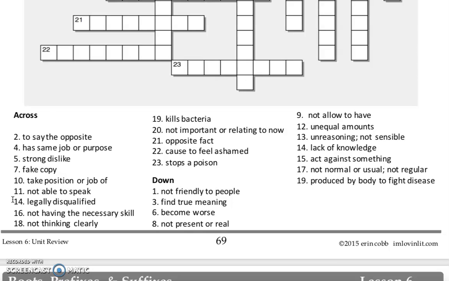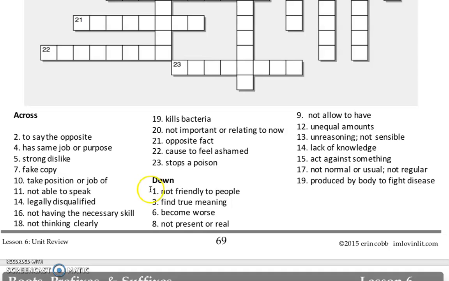14, legally disqualified. 16, not having the necessary skill. 18, not thinking clearly. 19, kills bacteria. 20, not important or relating to now. 21, opposite fact. 22, cause to feel ashamed. 23, stops a poison.